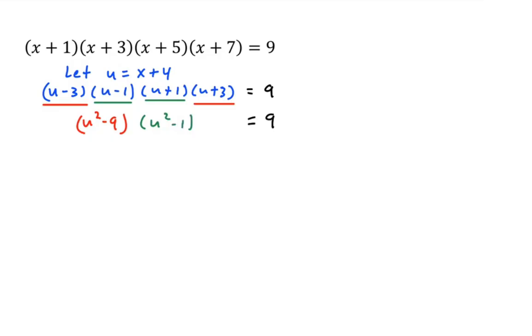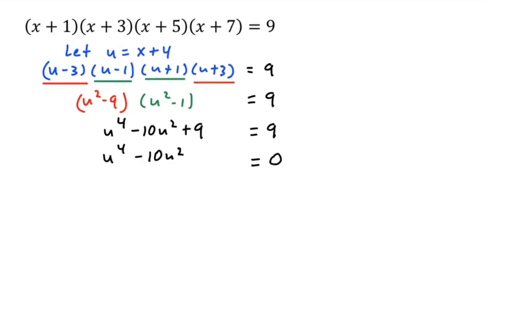Okay, let's expand this out. (u^2 - 9)(u^2 - 1) will be u^4 - 10u^2 + 9 = 9. Now that we have this, let's set it equal to 0. We're going to subtract 9 on both sides to give us u^4 - 10u^2 = 0. 9 minus 9 is 0.